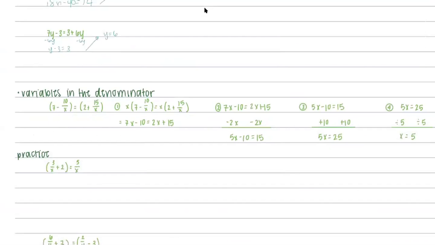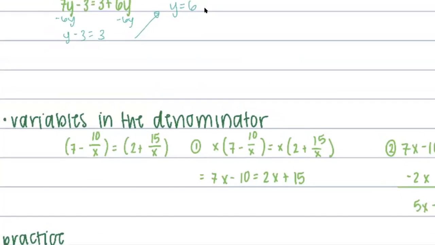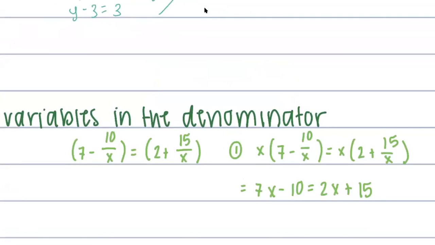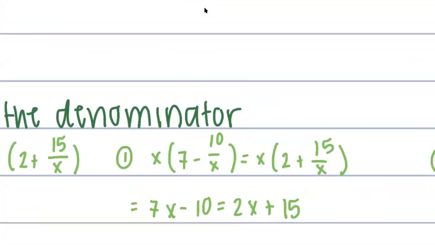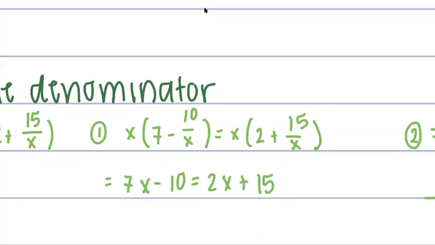Now we're going to go through solving linear equations when you have the variable in the denominator. So we have 7 minus 10 over x on the left side equal to 2 plus 15 over x on the right side. The first thing you're going to do in these types of problems is multiply both sides by x, just so you can try and get rid of the x in the denominator.